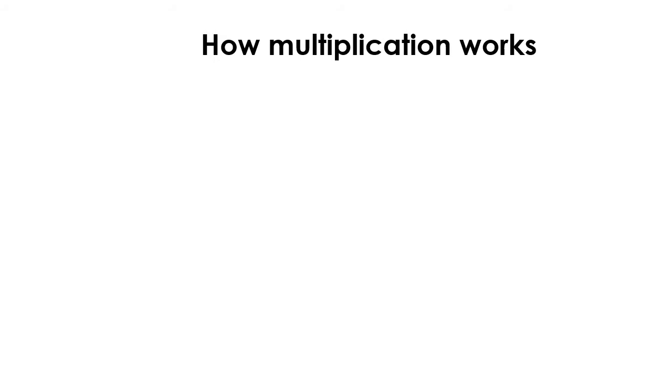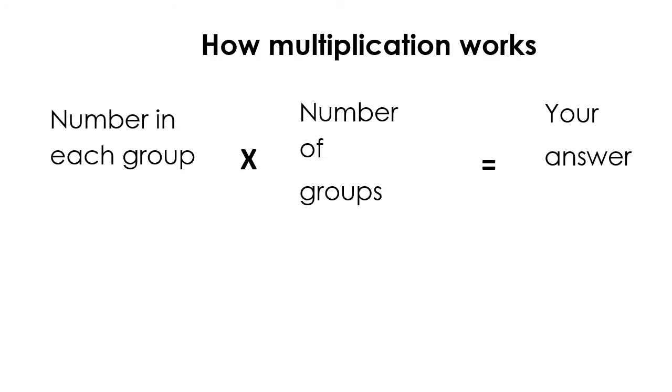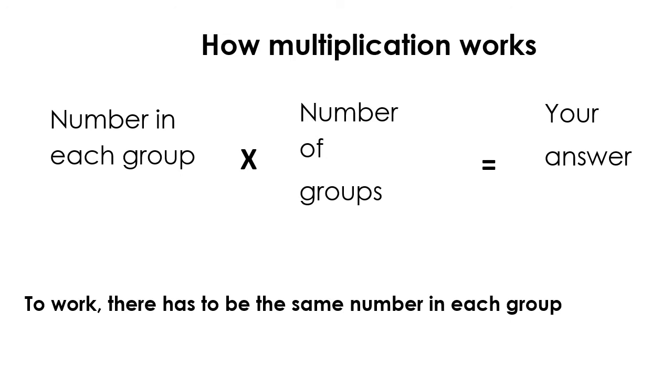Firstly, we need to find out how multiplication works. We say we take the number in each group, then we put an x. This x means multiply or times the number of groups. We put down our equal sign and then we get our answer. But most importantly, we need to remember that for multiplication to work, there has to be the same number in each group. Let's take a look at an example.